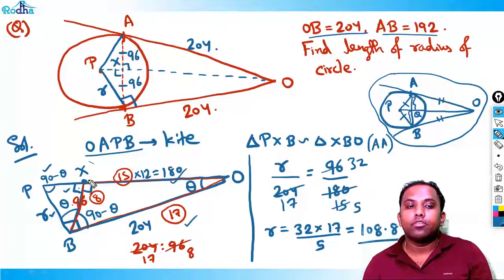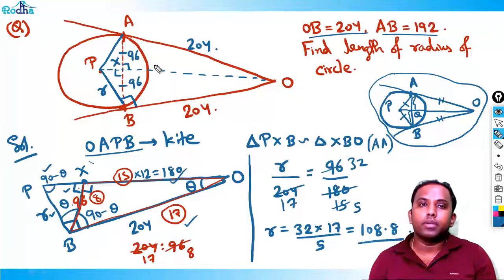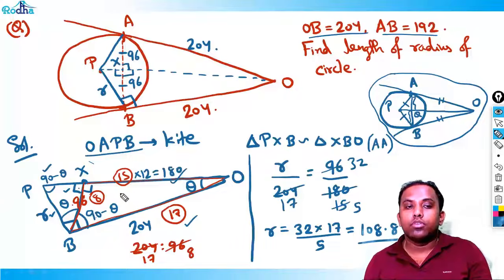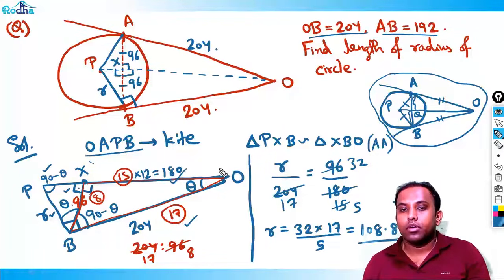Then, since both triangles are similar, we applied the funda of a right angle triangle inside a right angle triangle. We have studied this in geometry many times. So we applied similarity and we got the value of R. I hope it is clear.